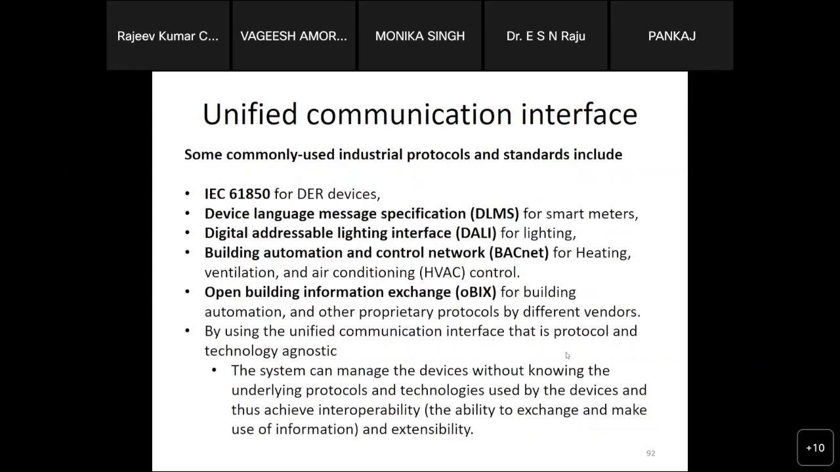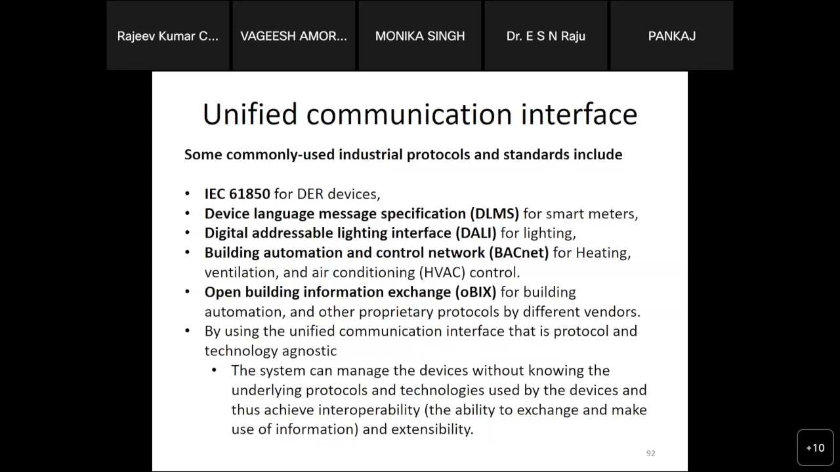Here I am giving some commonly used industrial protocols and standards. IEC 61850 is mainly for the DER devices. DLMS, Device Language Message Specification, is mainly for the smart meters. DALI, Digital Addressable Lighting Interface, is mainly for lighting. BACnet, the Building Automation and Control network communication protocol, is mainly for heating, ventilation, and air conditioning, HVAC applications.